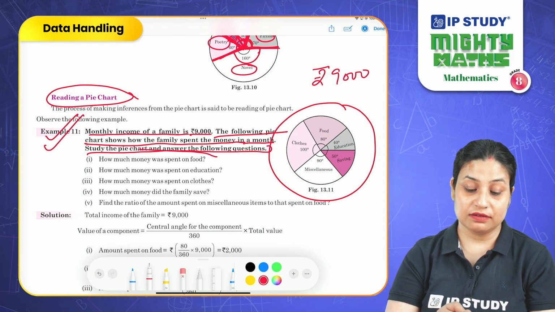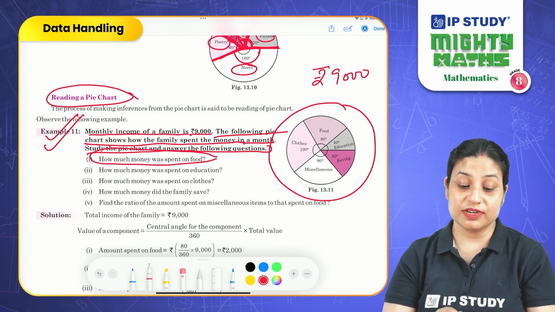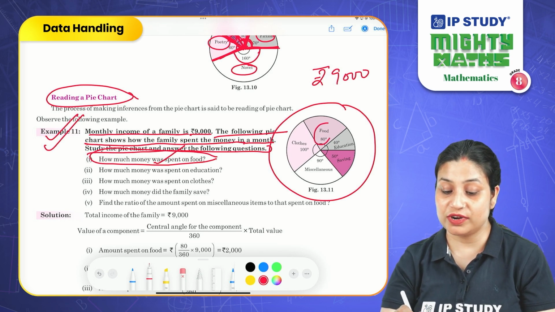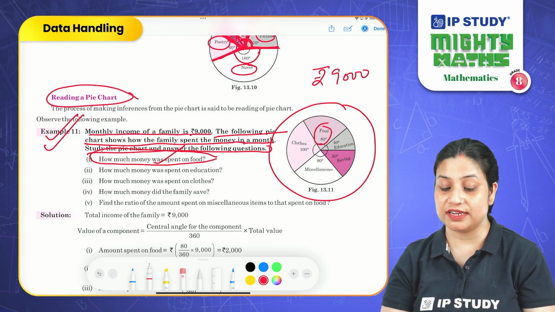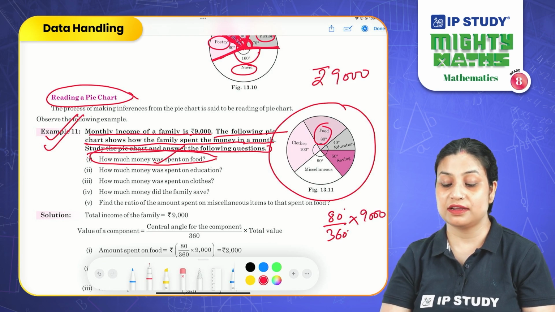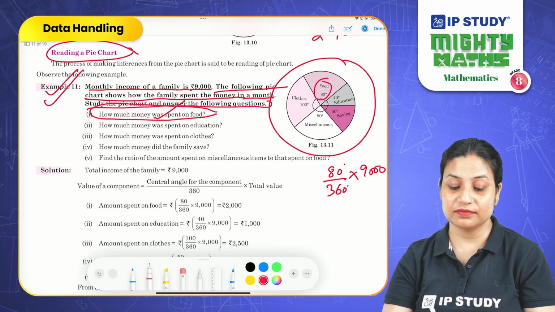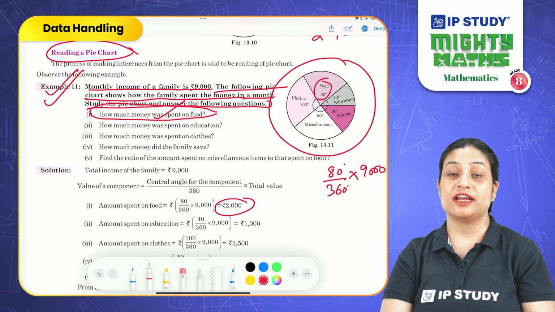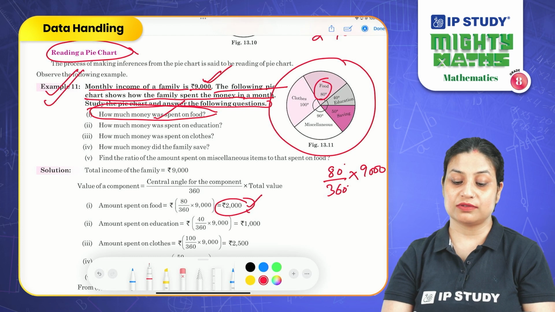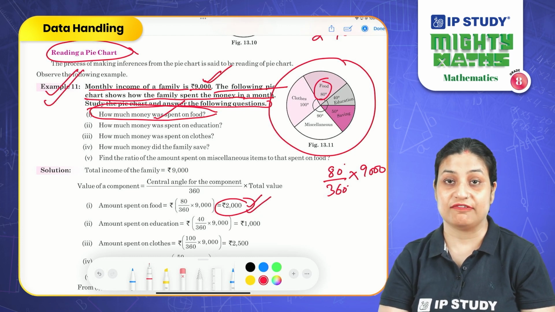So here, the first question is, how much money was spent on food? So let's see what is there. The food is here. It is given 80 degree. So 80 degree out of how much? 360 degree, right? And whose part is this? Their monthly income, right? If you solve it, you will get rupees 2,000. It means out of 9,000 rupees, they are spending 2,000 rupees on food itself, right?